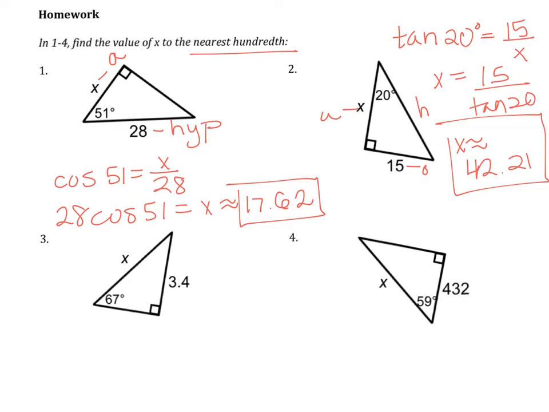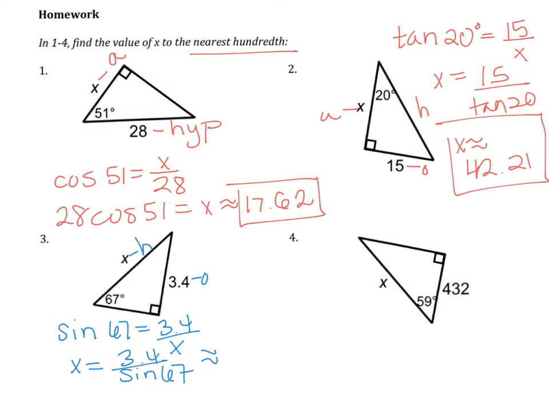Okay, so number 3, label the hypotenuse. I have the opposite side from the angle, so that deals with the sine function. Sine of 67 degrees is equal to 3.4 over x. x is in the denominator, therefore I will switch the function of the angle and x. Go ahead and plug that into the calculator and you get 3.69 rounded to the hundredth spot.